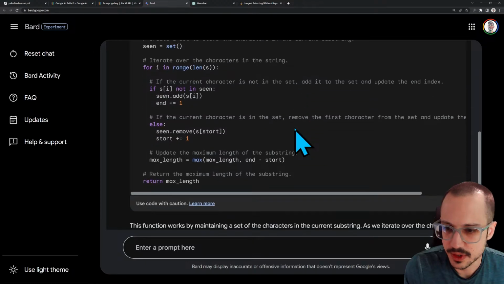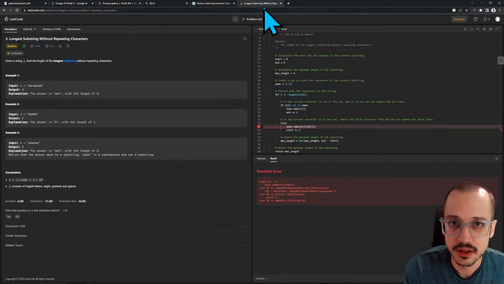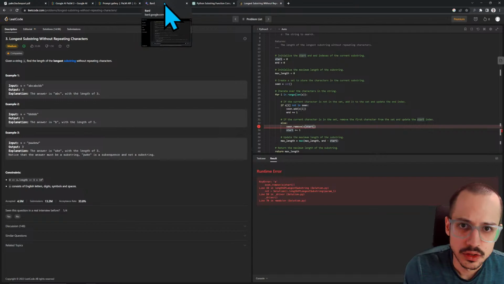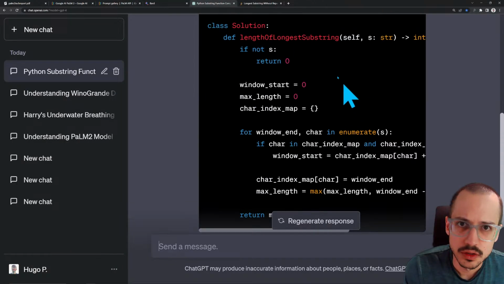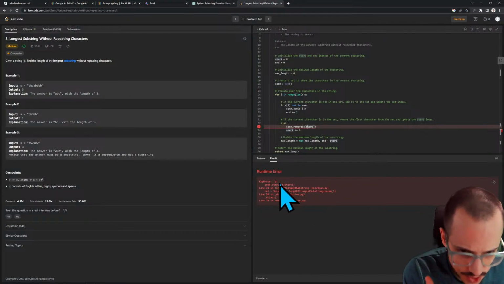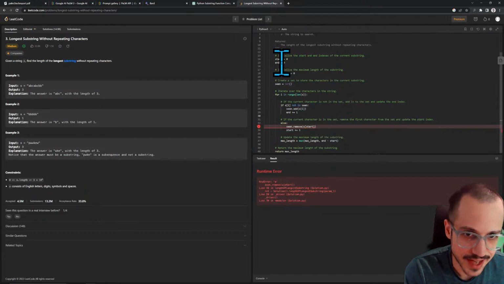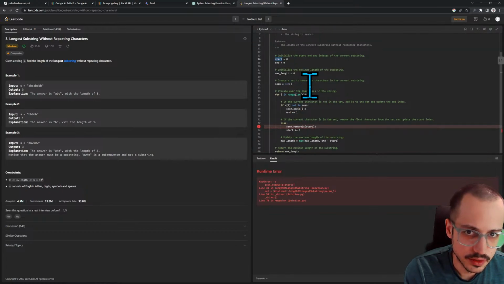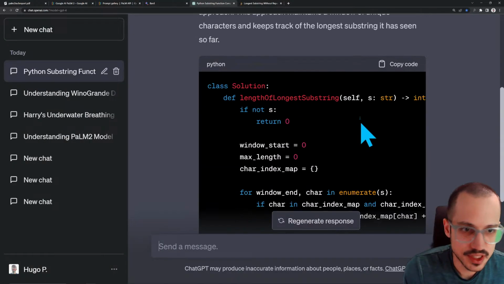Let's make sure that we're even just doing it correctly here. Return max length if seen set. Okay. Key error A. Okay, so it's giving it a sentence, right? And it's trying to remove a specific key from the dictionary here. So it's using this S string here. And it's saying, okay, S at start. Start is 0. So S of 0 is A. And then it's saying seen dot remove A. That's no good. Let's see if GPT can get it.